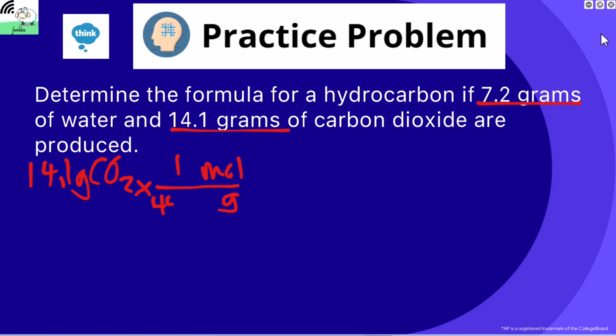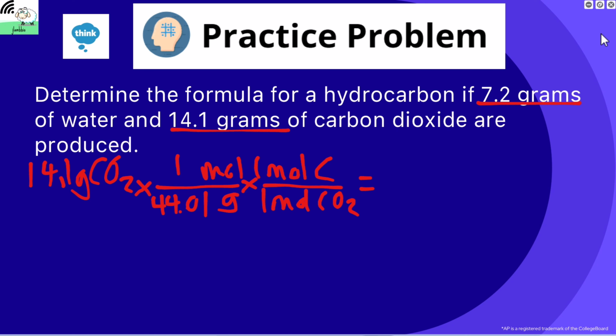So 44.01. After a while, you do enough of these, you just kind of memorize some of the more common molar masses. And then what I can do here is say that 1 mole of CO2 is equivalent to that of 1 mole of carbon. Remember, we can go from compound to element within the compound if we look at the subscript that's present. There's 1 carbon in CO2, so I can do a 1-to-1 mole ratio from that.